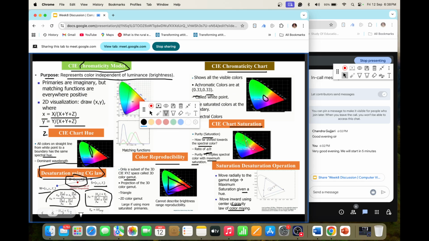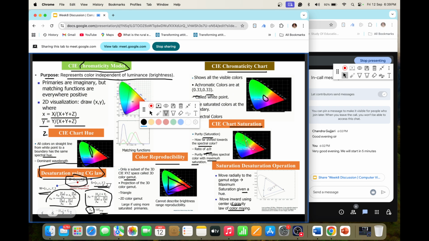that capital Yd is given by mod of Yw plus Ys. Ys is already given, and how do you calculate mod of Yw? Yw is k into Y average. How do you calculate capital Y average? It is Yw plus Ys divided by 2. That is capital Y average, and you multiply it with this k value and you get this Yw. By this you can perform the desaturation operation once you have the white point and the saturated point.